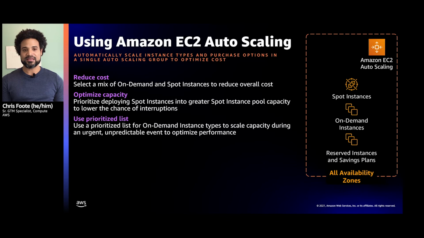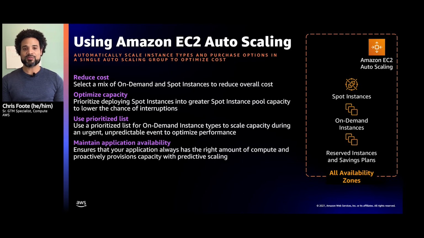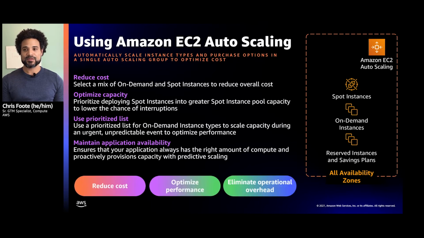For On-Demand instances, Auto Scaling can consider multiple instance types and leverage a prioritized list. So if you give it multiple choices, it will actually choose the first instance in that list. And then if that isn't available, it'll go to the second and then the third. Auto Scaling also maintains application availability. And if an instance becomes unhealthy for any reason, or if there's a Spot interruption, the Auto Scaling group will replenish that capacity. So Auto Scaling is a mechanism to reduce costs, optimize performance, and eliminate operational overhead.